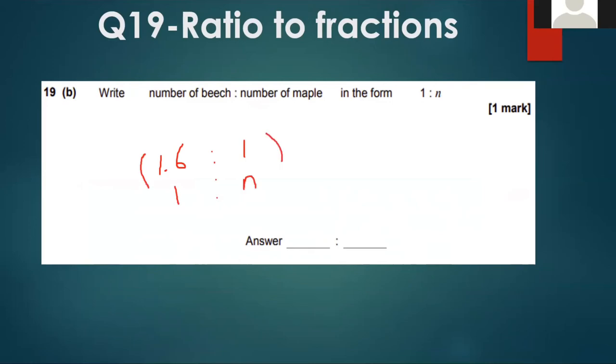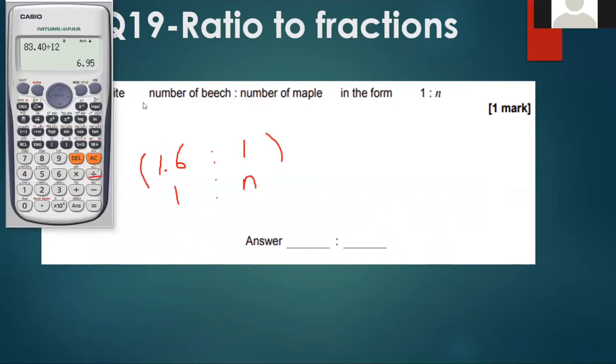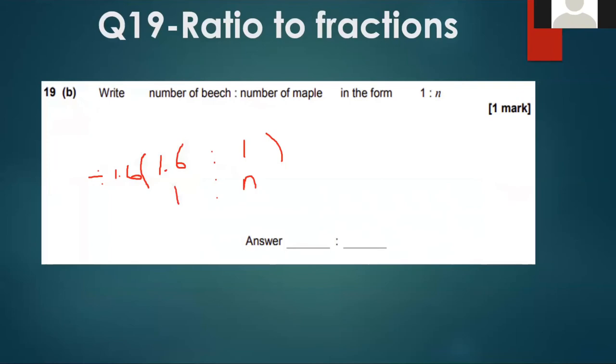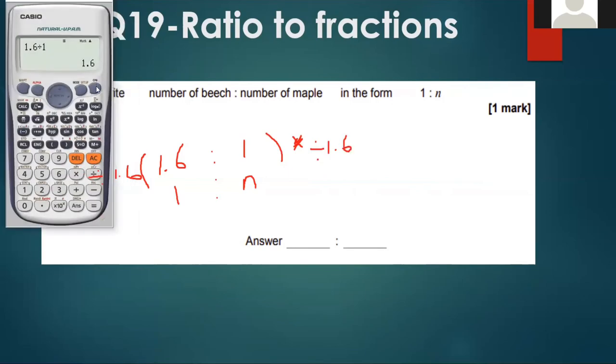So 1.6 divided by something is 1. Well, anything divided by itself, guys, on our calculator is going to be 1. So 1.6 divided by 1.6 is 1, guys, okay, on our calculator. So therefore, 1 divided by 1.6, so doing the same on this side on our calculator. So 1 divided by 1.6, okay, gives us a fraction of 5/8 or 0.625.